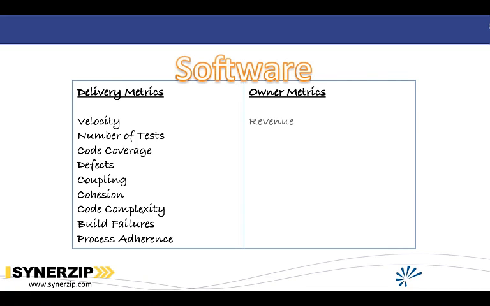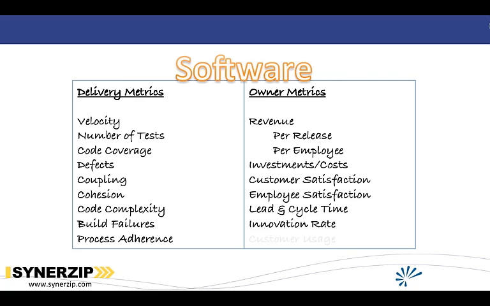But then on the right-hand side, let's say you owned the software that you're using. What kind of metrics would you be looking at? A lot of times it comes down to what we're dealing with on the pizza side: revenue. Revenue per release that we put out there, or per employee. Revenue could be going up, but if we're hiring more people, it doesn't really help. So that's a common one. Investments, cost, customer and employee satisfaction, just like the pizza place.